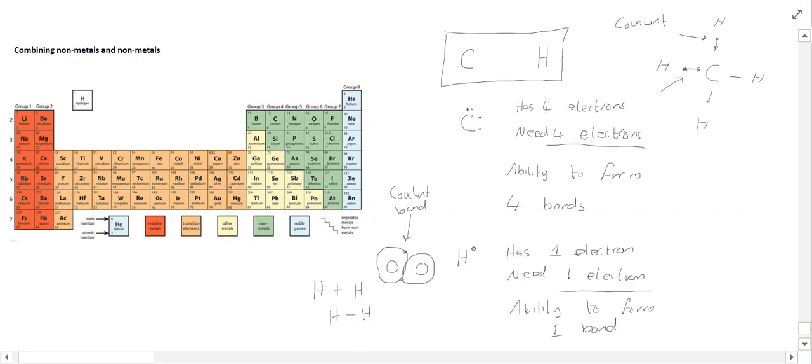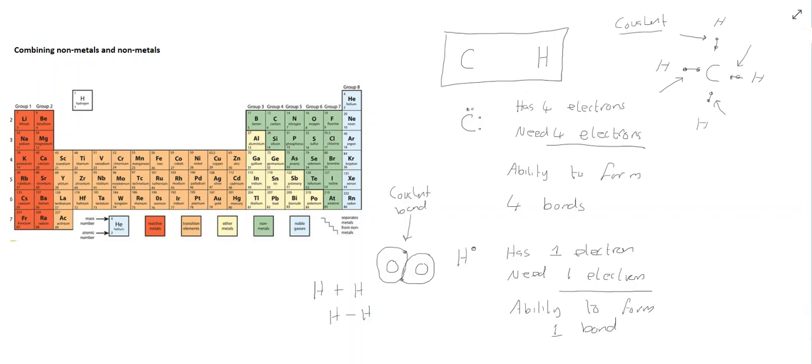The same thing is going to happen here. This hydrogen will have 1 electron. It'll share it with the other electron the carbon has, and this is a covalent bond. And then the same thing is going to happen here. Okay, and so these are all what are known as covalent bonds.